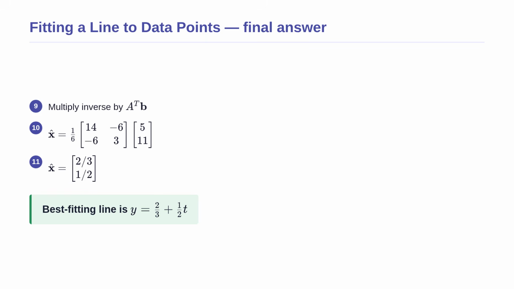The matrix multiplication gives us a top number of 2/3 for our best C value and a bottom number of 1/2 for our best D value. This means our best fitting line is y equals 2/3 plus 1/2 t. Even though this line does not perfectly hit any of the three original dots, it passes exactly through the middle of them, minimizing the overall vertical distance to all 3 points.